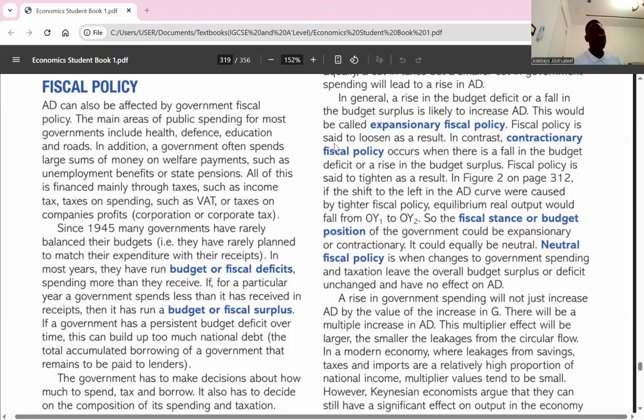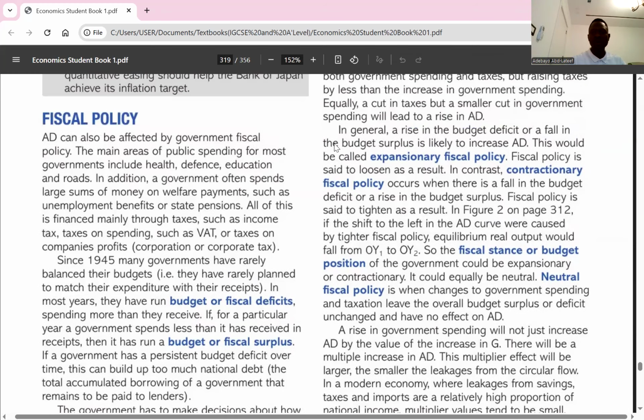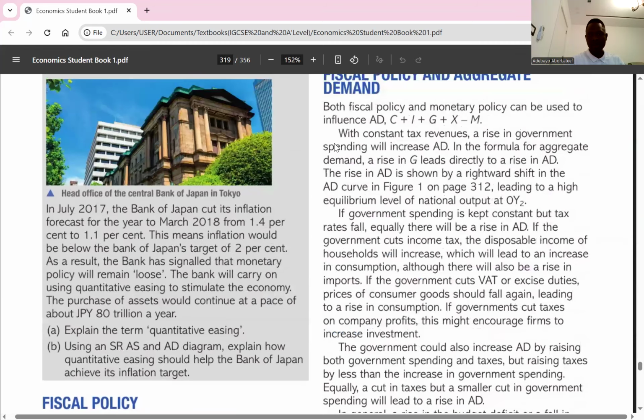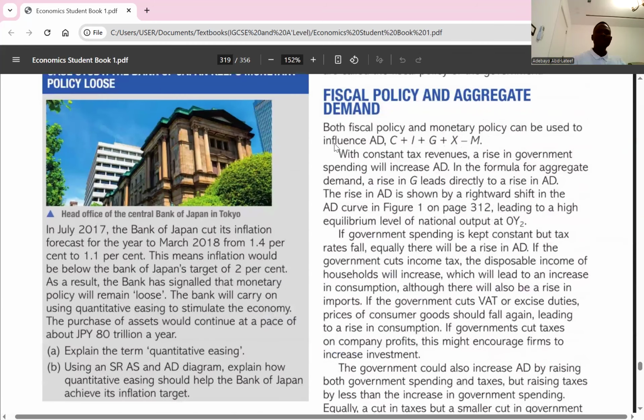That is fiscal surplus. And when it comes to fiscal deficit, it simply means government expenditure exceeds government revenue. I think it's clear. So that's the difference between fiscal surplus and fiscal deficit, or budget surplus and budget deficit. They are the same. Any question about that? So that takes us to fiscal policy and aggregate demand. Aggregate demand is consumption plus investment plus government spending plus export minus import.